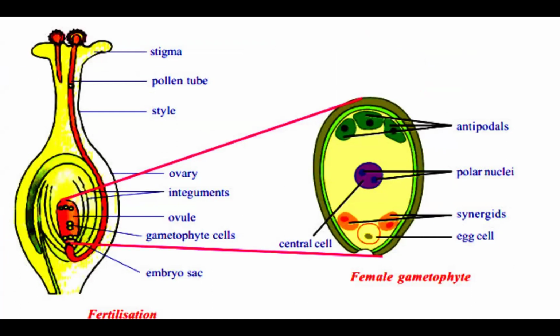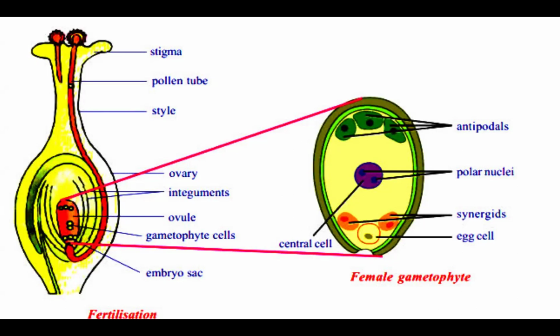So for fertilization, it occurs in the ovary. The ovary of the flower, as I told, was inside. You had the stigma, then you had the style, and then inside was the ovary. And inside that was an ovule. So inside the ovary, we said that there is an ovule or embryo sac.